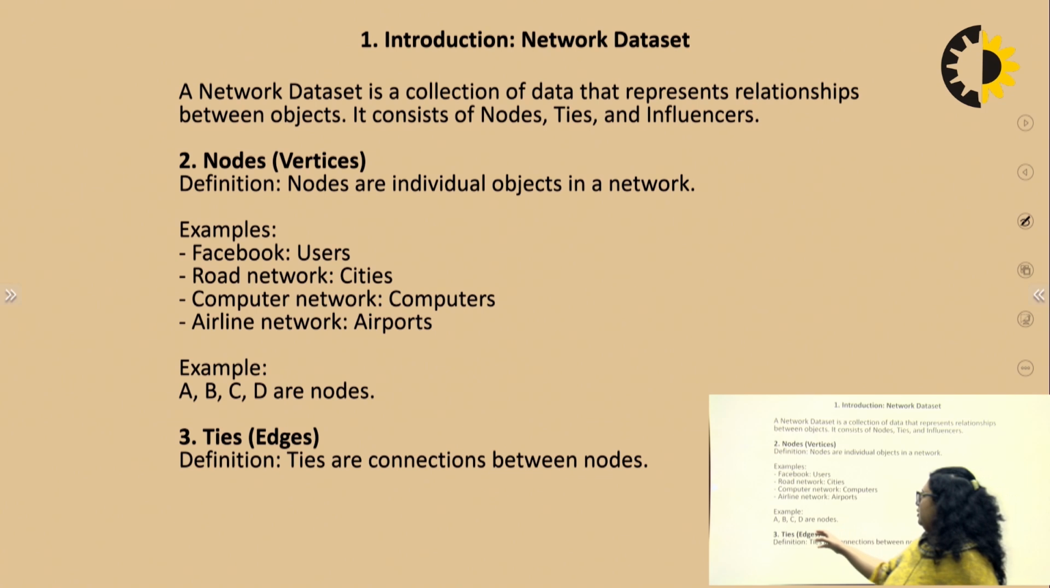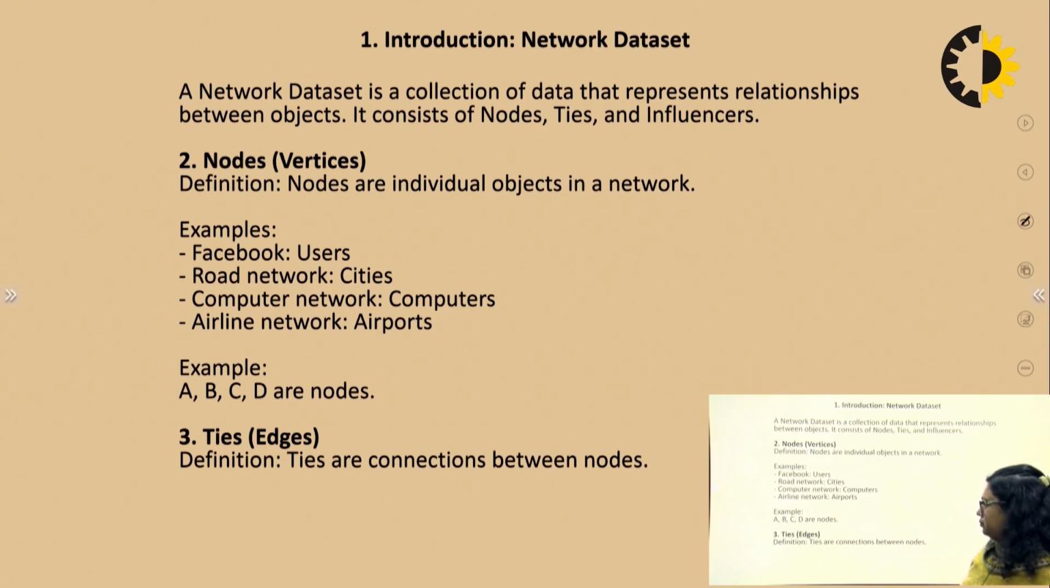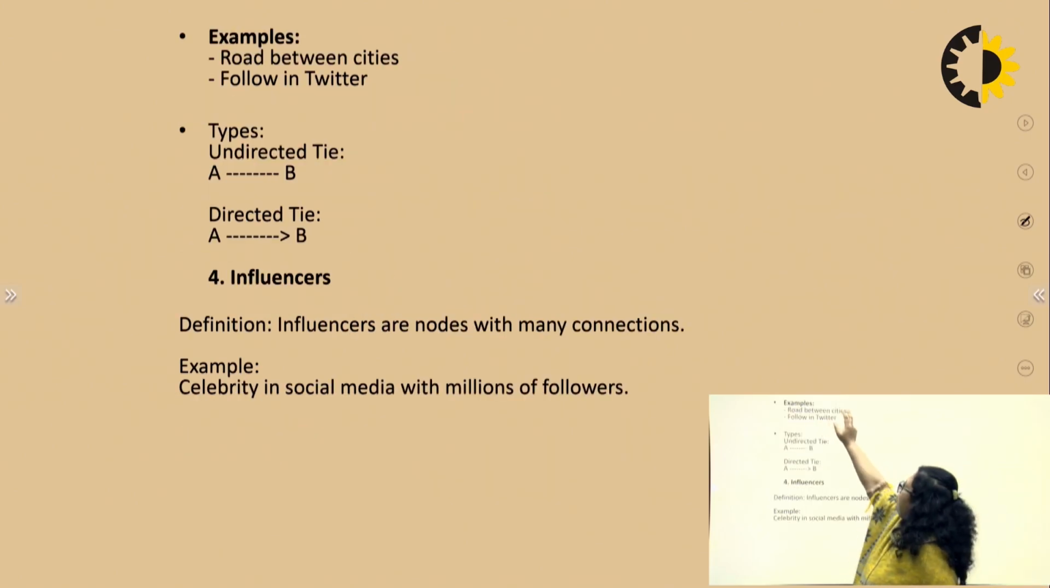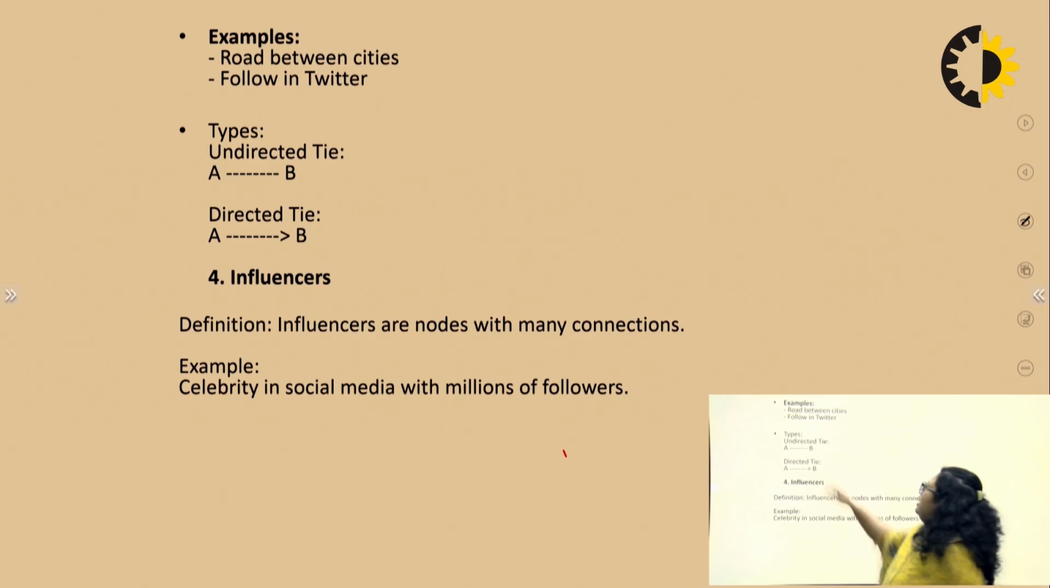In the next example, A, B, C, D are nodes, or we can say vertices also. Next are ties. Ties are represented by edges. Edges are the connections between the nodes, for example, a road between cities. Edges can be directed or undirected.